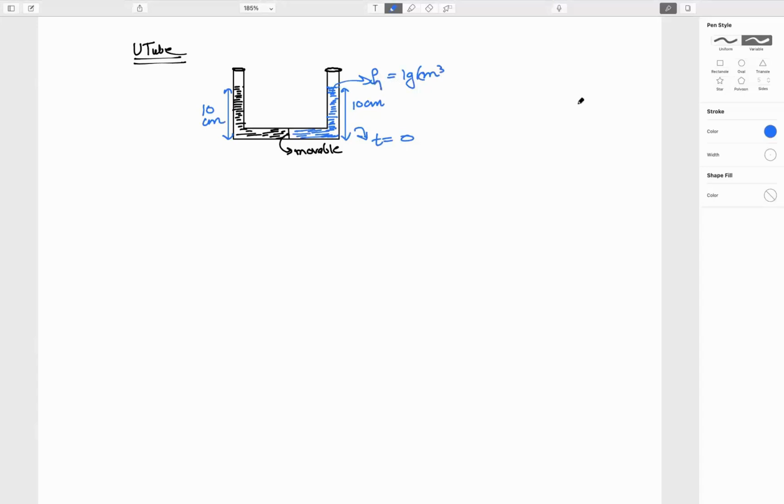I am calling this rho 1. The density of this fluid is rho 2, that is 5 gram per centimeter cube. So after some time t, what do you think will happen? The denser fluid will try to push the lighter fluid in one direction, and due to which there will be a shifting in the heights.